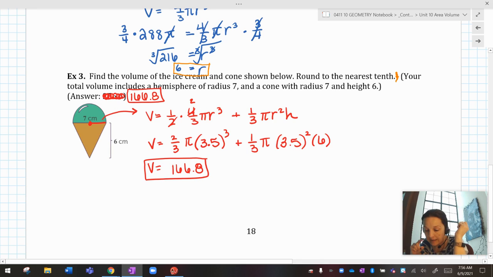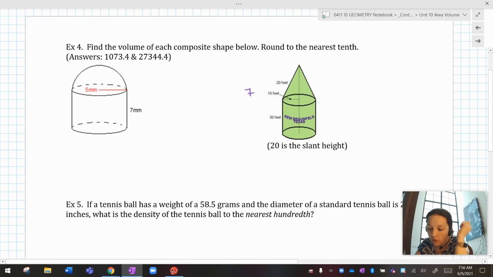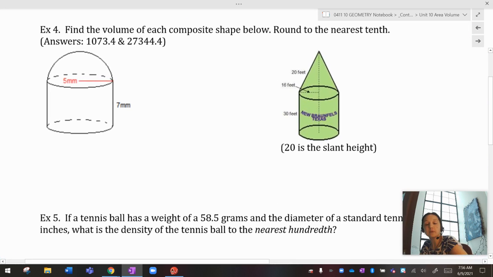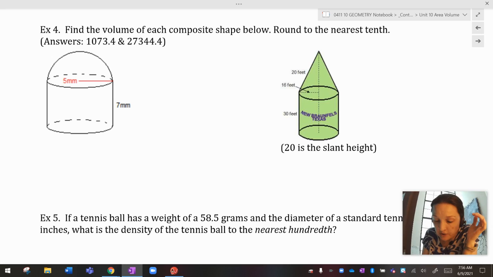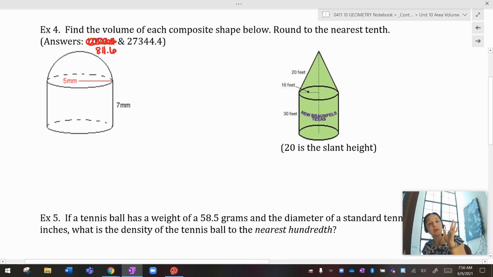All right, now let's go to number 4. Now, I really think that you can do number 4 without me, so I would like you to pause the video and try to do number 4 without me. But before you pause the video, you should know that there's another error here, and this is supposed to be 811.6. So take a second, pause the video, okay, and then come back and check your answer.